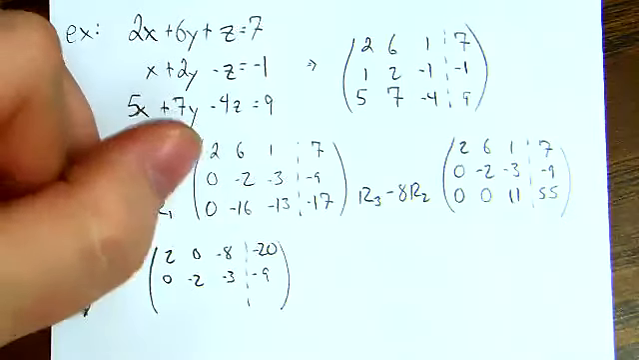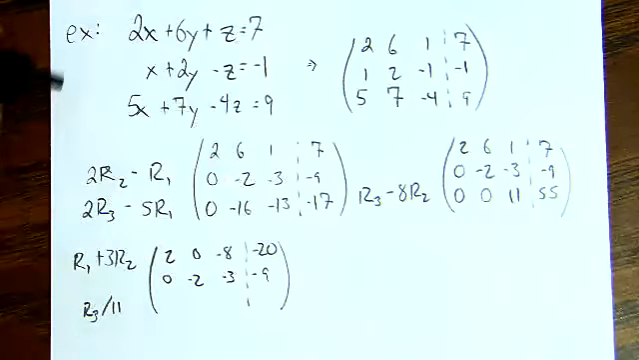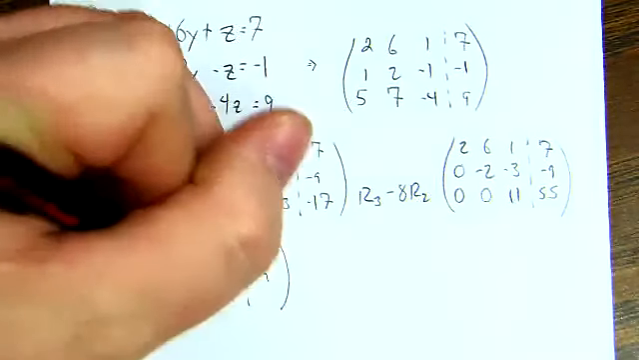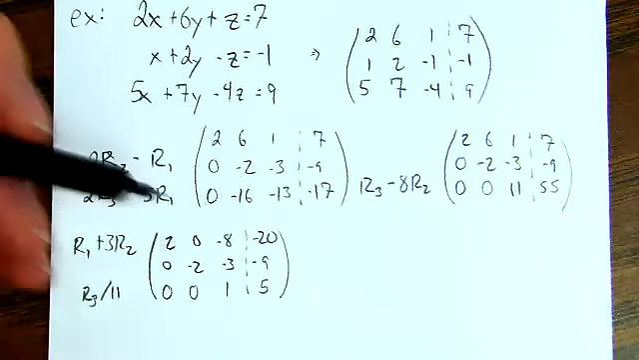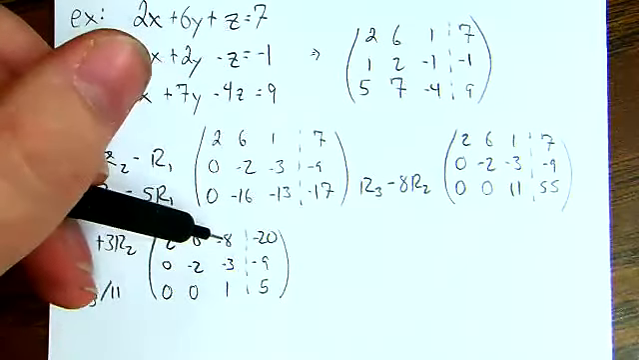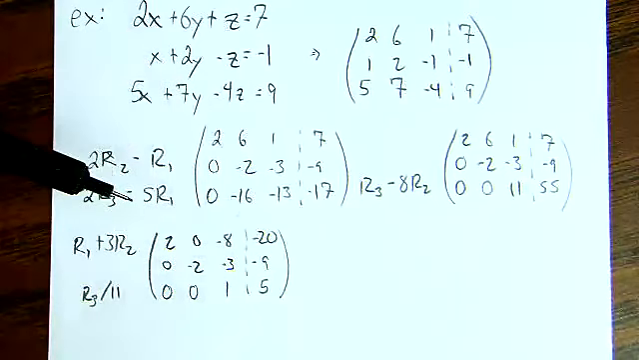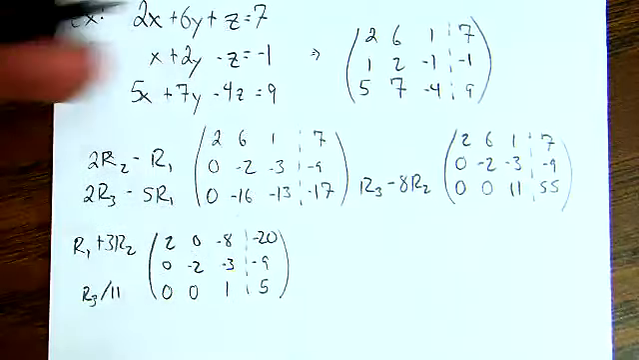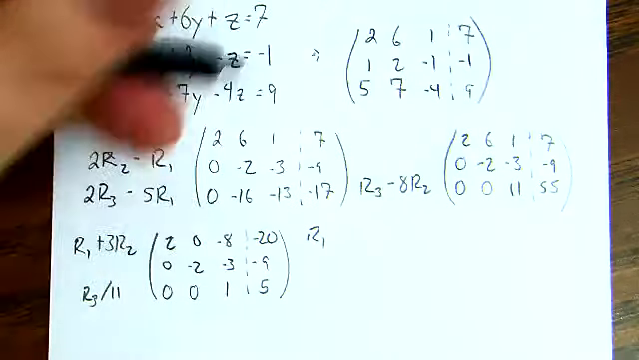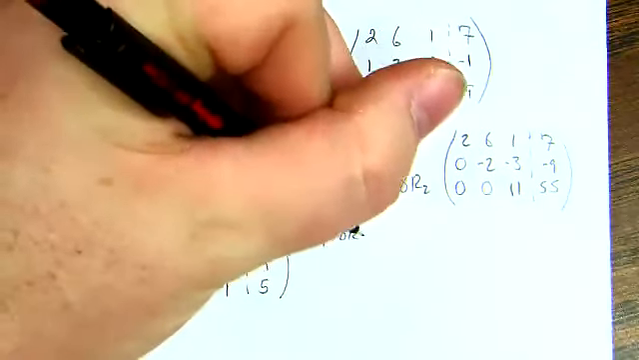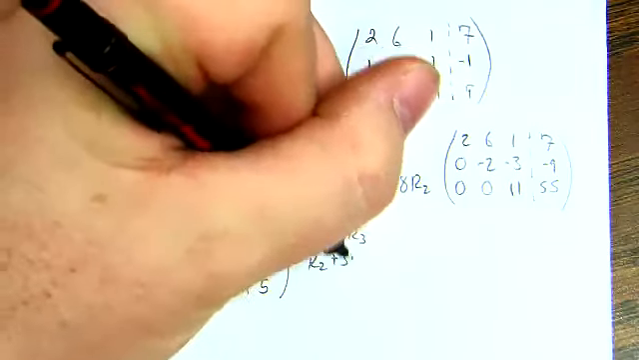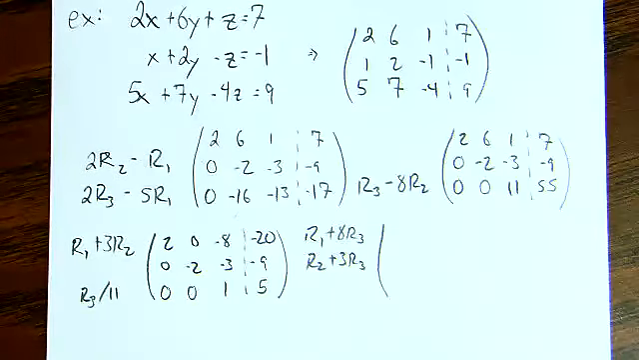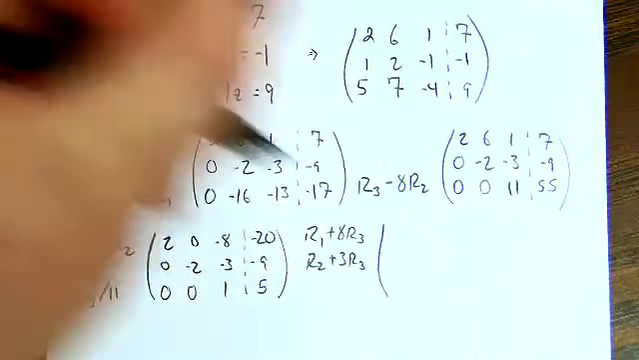And then I'm going to go ahead and divide row 3 by 11. So I get just 1 and 5 down here. Now I want to get rid of this. I may as well go ahead and get rid of the negative 8 and the negative 3. So I'm going to do that by combining it with the 1, 5. So I'm going to do row 1 plus 8 row 3. And I'm going to do row 2 plus 3 row 3. This will allow me to get all zeros in that column above the 1.